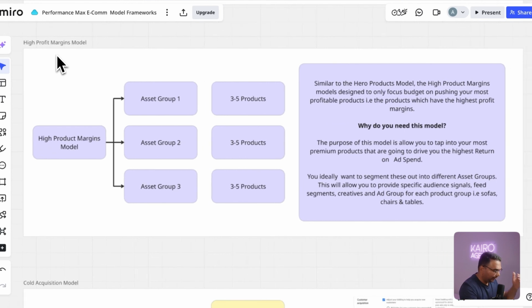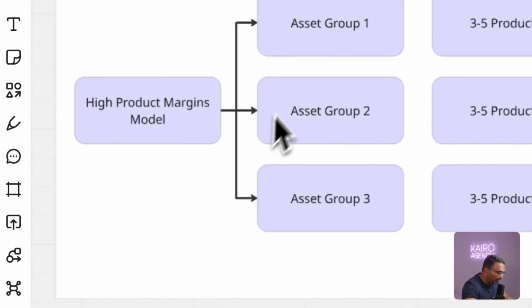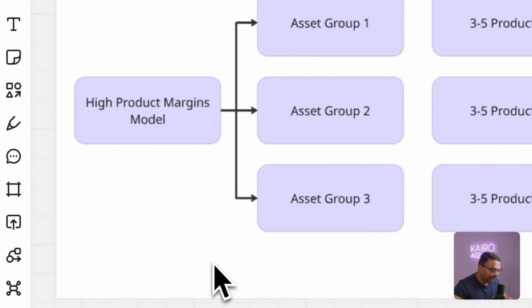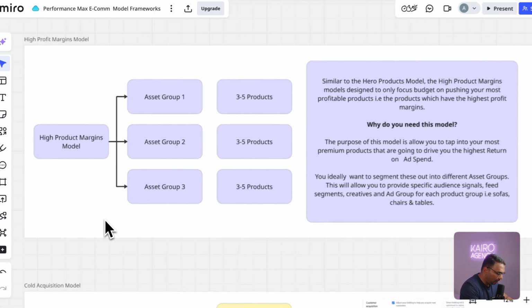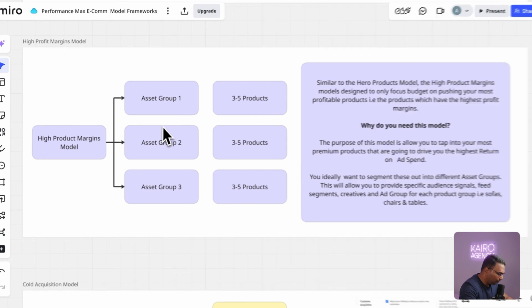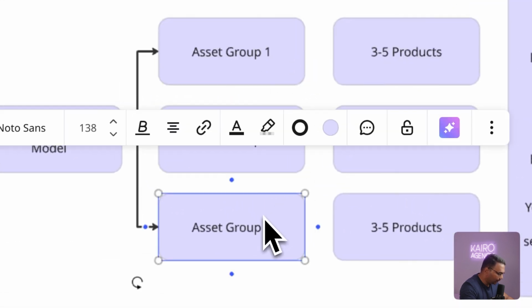Now, what is this model? It is simply you having a campaign dedicated towards your highest profit margin products, right? Now, typically the way we structure this is having the one PMax campaign. And then what we do is we have several asset groups based around the product category themes. So for example, we run ads for a luxury furniture business, and we have an asset group around high profit margin tables, chairs, and sofas.